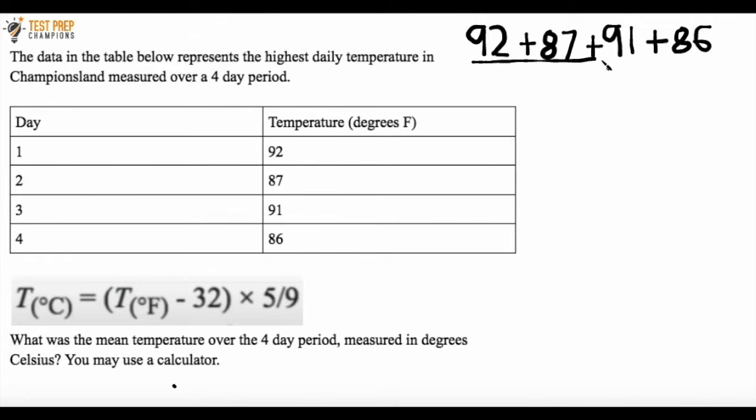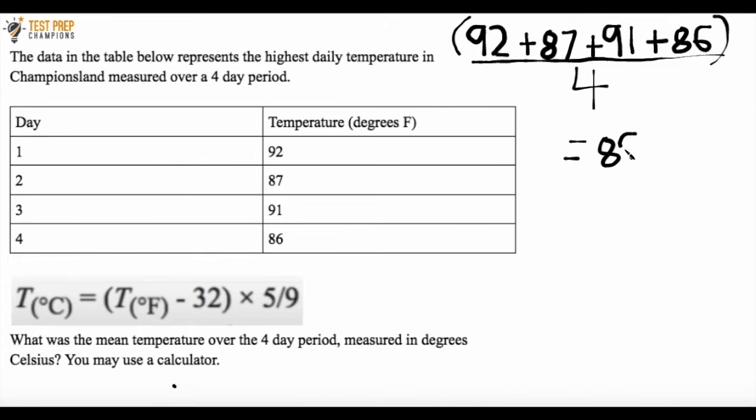let me show you. Note here how this is our data set. I've taken each of these numbers, 92, 87, 91, and 86, and I'm going to add them all up. And I'm going to count how many numbers there are total. So here we have 1, 2, 3, 4, because there are 4 different days. And I'm going to divide by 4. In my calculator, if I do 92 plus 87 plus 91 plus 86 and divide by 4, the mean comes out to be 89.